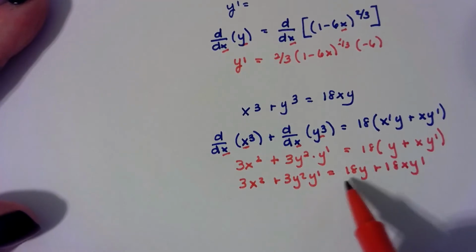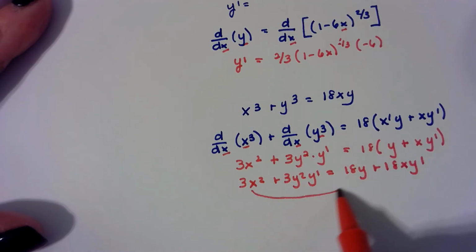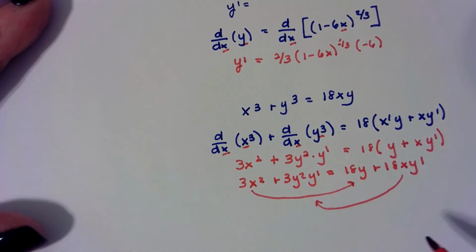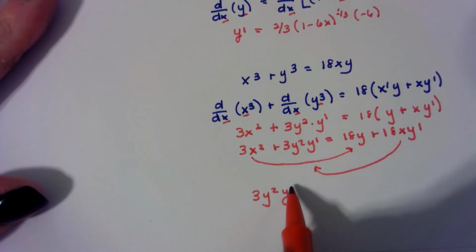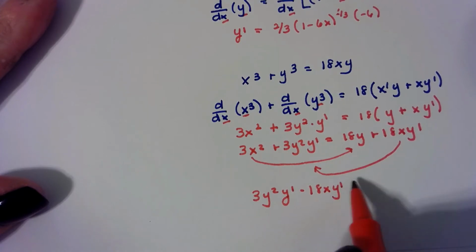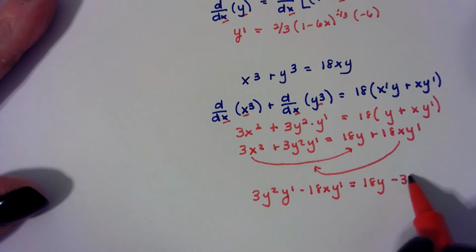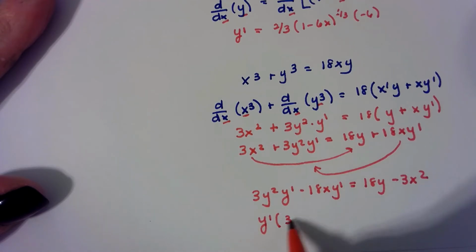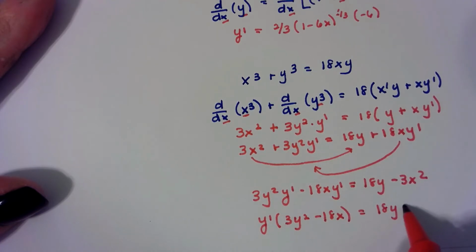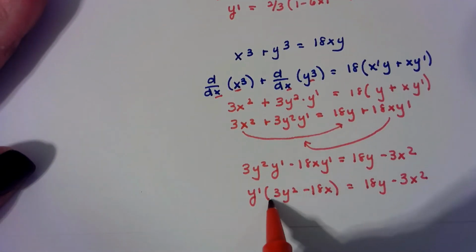And I'm going to subtract 18xy prime from both sides, and I'm going to subtract 3x squared from both sides. So I'm going to move this 3x squared over to this side. I'm going to move that over to the left-hand side. So that's going to give us 3y squared y prime minus 18xy prime is equal to 18y, this was already on the right-hand side, minus 3x squared. And then the goal is we're going to factor out that y prime. So we get y prime times 3y squared minus 18x is equal to 18y minus 3x squared. And now I can finish this off by dividing both sides by this factor.